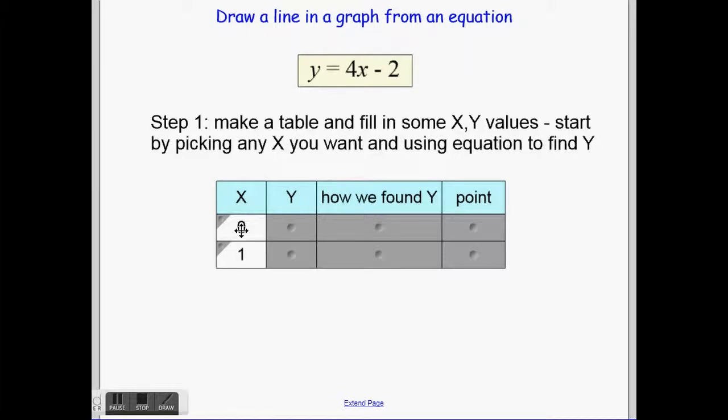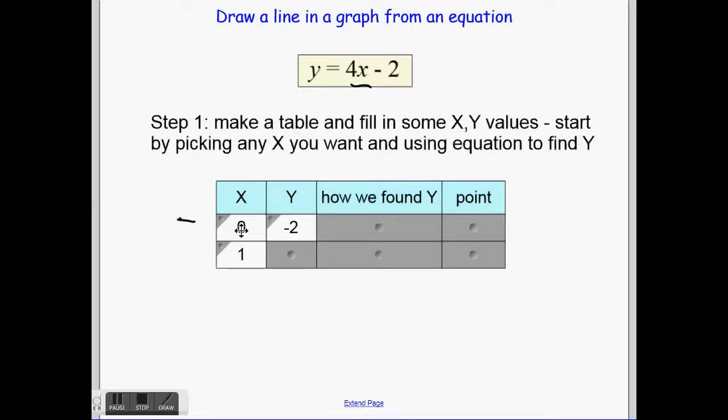Mind you, you don't want to pick 874 because that might not fit on your graph. But you can pick any values that you want. So if here I have x is equal to 0, I just plug it into my equation for x. If x is 0, 4 times 0 is 0, minus 2 is negative 2. So my y value is minus 2. Then I put in 1 here, I get 4 minus 2, which is positive 2.